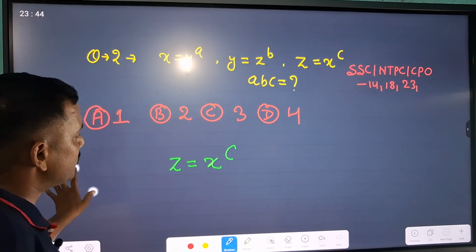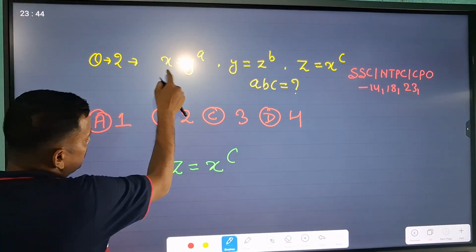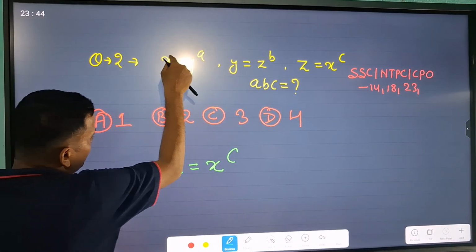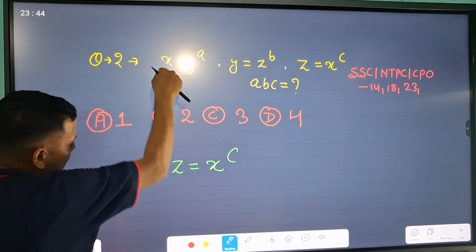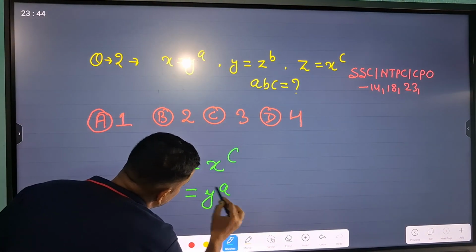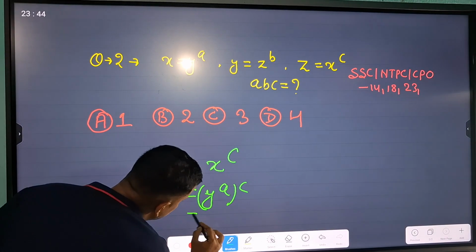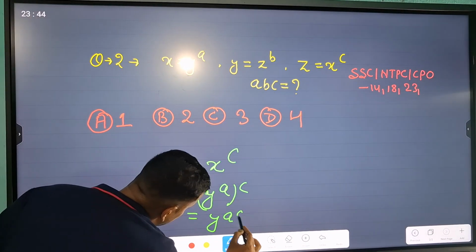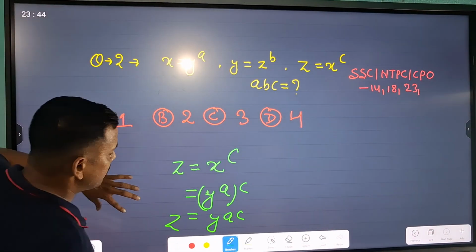Now what you have to do? Here x equals y to the power a. You have to put this value of x here. So you will get y to the power a and whole to the power c. That means y to the power ac. z equals y to the power ac.